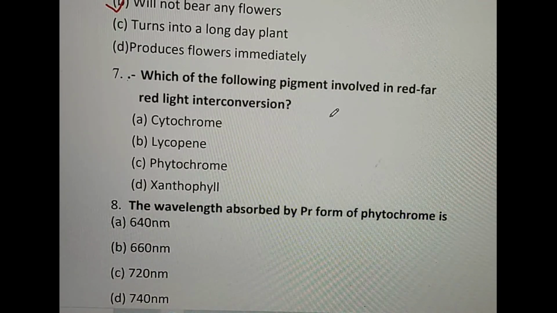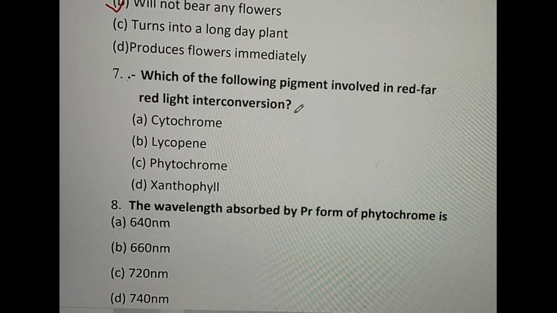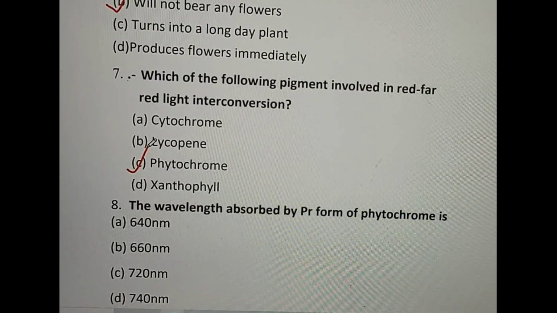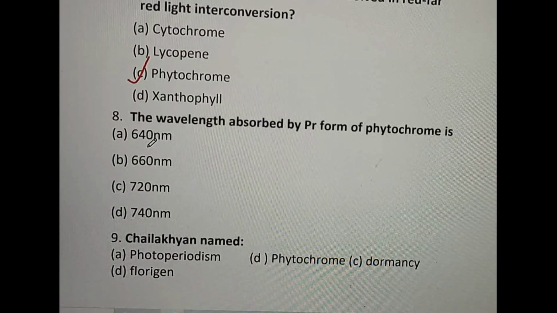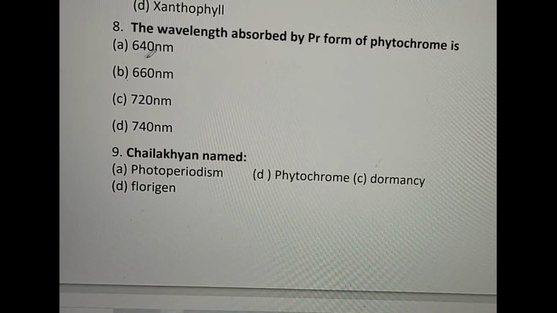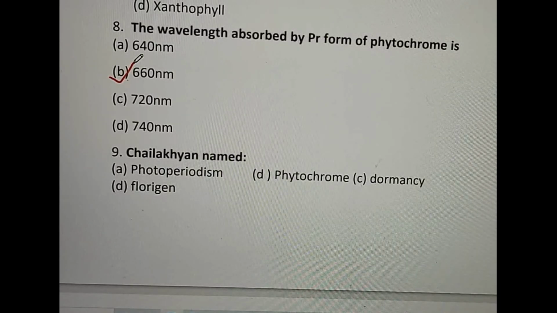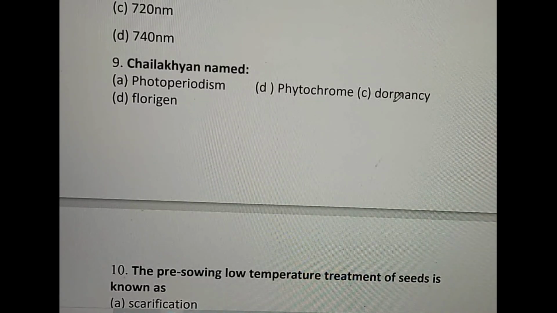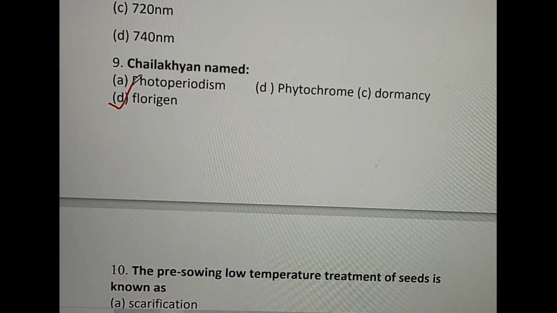Next question. Which of the following pigment is involved in red, far red light conversion? Cytochrome, lycopene, phytochrome, xanthophyll. Right answer is phytochrome. Phytochrome is the pigment which can be converted into PR and PFR form. Next question. The wavelength absorbed by PR form of phytochrome is 640 nanometer, 660 nanometer, 720 nanometer, 740 nanometer. Right answer is B, 660 nanometer. Next question. Chailakhyan named photoperiodism, phytochrome, dormancy or florigen. Chailakhyan discovered florigen hormone. So, right answer is D.